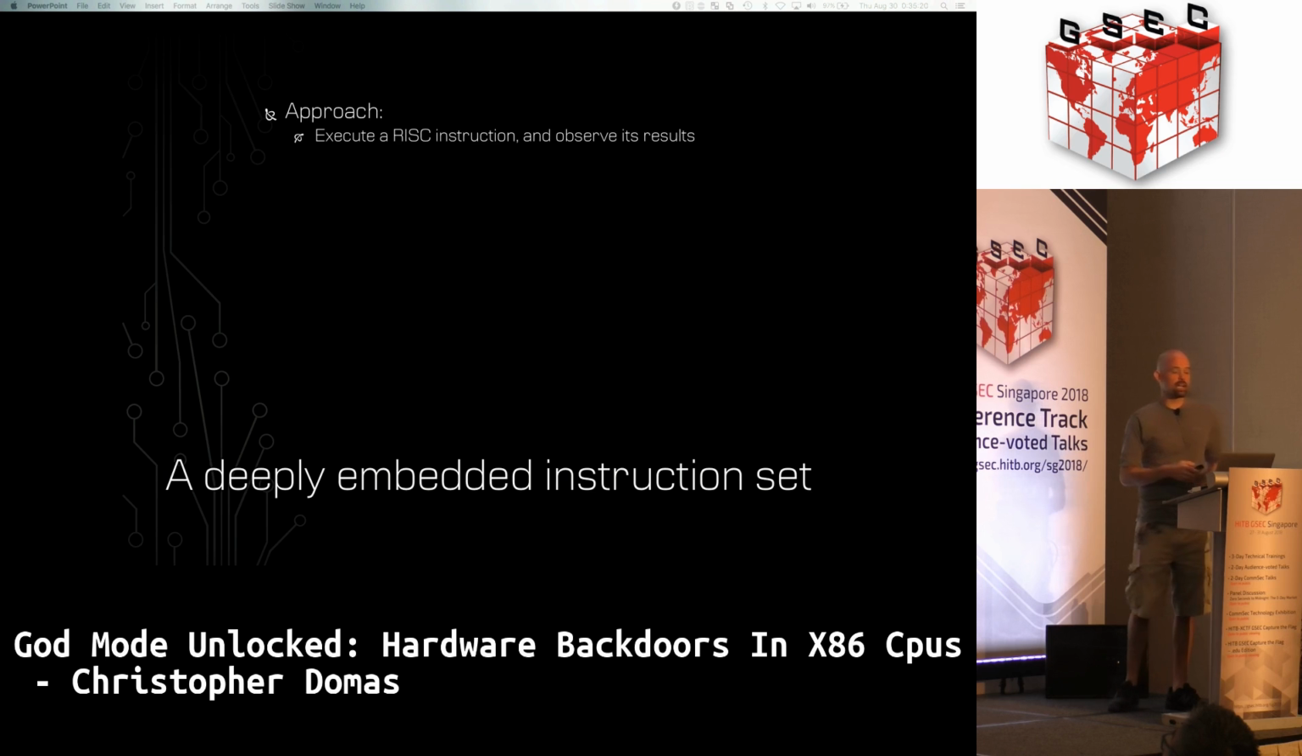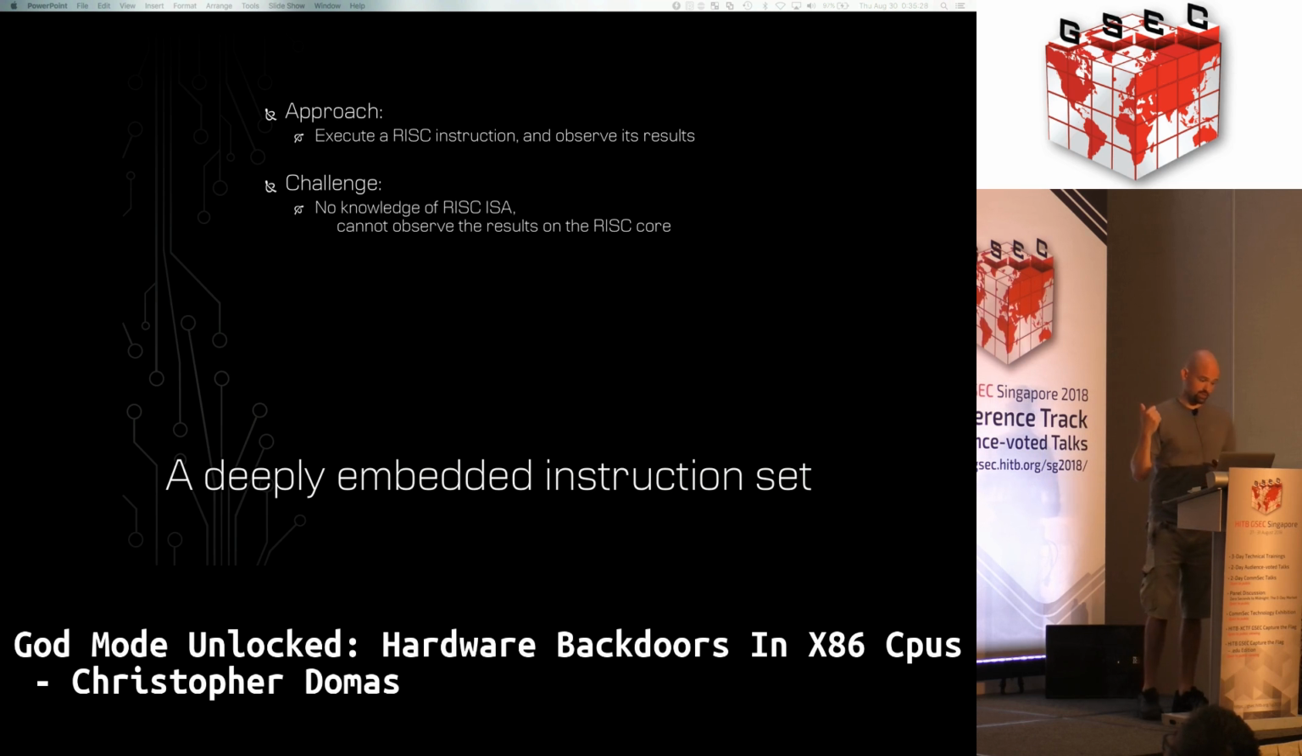So how does that work? How can we reverse engineer a completely unknown instruction set? Well, basically, my thought was we could execute a RISC instruction and try to observe its results. But like I said earlier, we don't really know what this RISC ISA actually looks like. So I don't really have a clear way of observing the results on the RISC core.